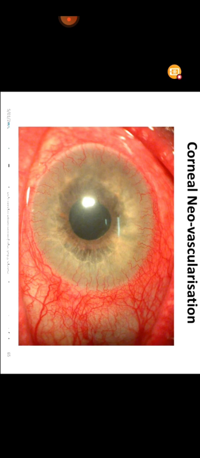Now, corneal neovascularization. Normally, cornea is an avascular structure. You have learned in the last class. So you can see the presence of corneal neovascularization, which we call Sira Shuklam. These conditions suggest that there was an inflammation in the cornea earlier that has led to the neovascularization of the cornea.